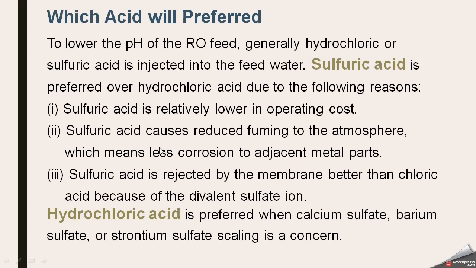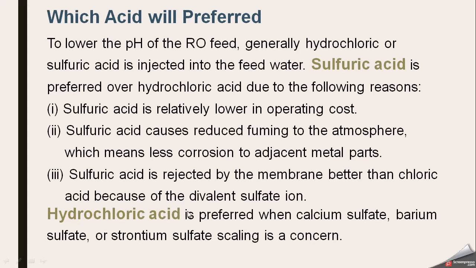Now, sulfuric acid causes reduced fuming to the atmosphere, which means less corrosion to adjacent metal parts: different metal parts, piping and other parts which are included in the circuit of the acid addition. So if sulfuric acid is used, it will be less corrosive as compared to HCl, hydrochloric acid.